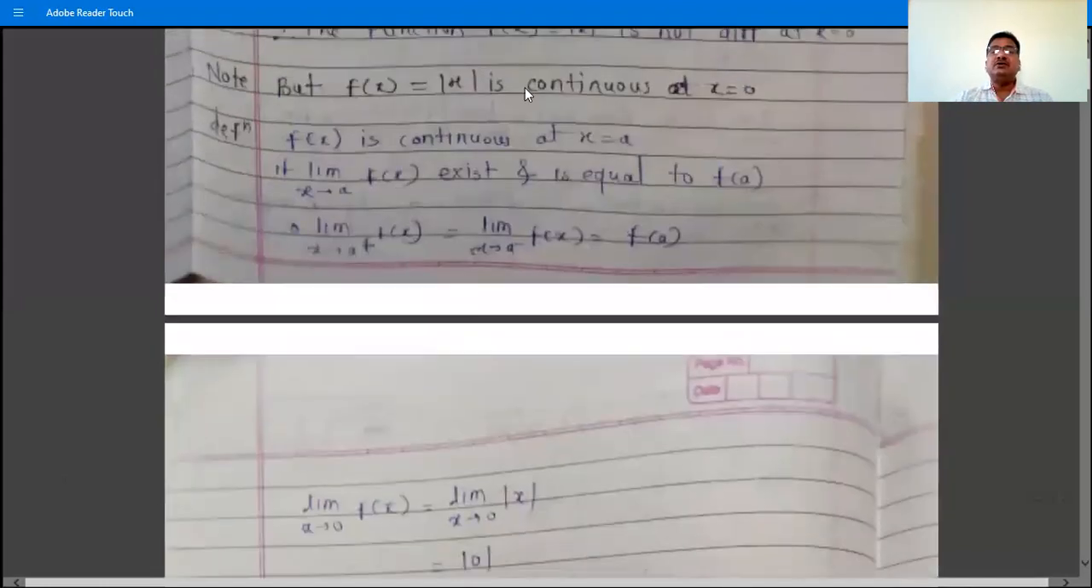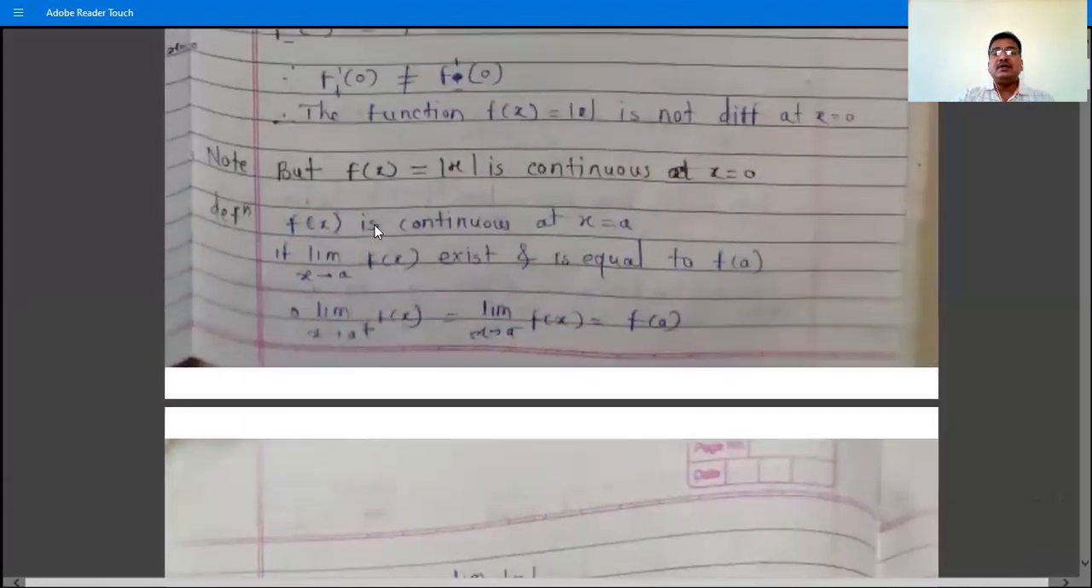But this f of x equal to mod x is continuous at x equal to 0. Why is it continuous? Because f of x is continuous at x equal to a if the limit as x tends to a of f of x exists and is equal to f of a. And this limit as x tends to a of f of x exists if the limit as x tends to a plus of f of x is equal to the limit as x tends to a minus of f of x, that is, the right hand limit and left hand limit are both equal, then we say the limit of f of x as x tends to a exists.